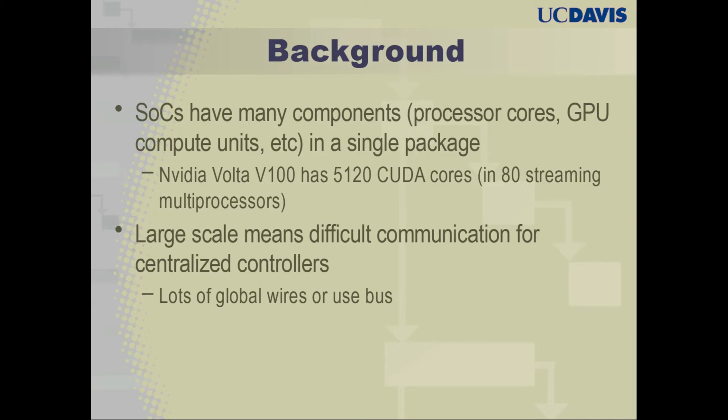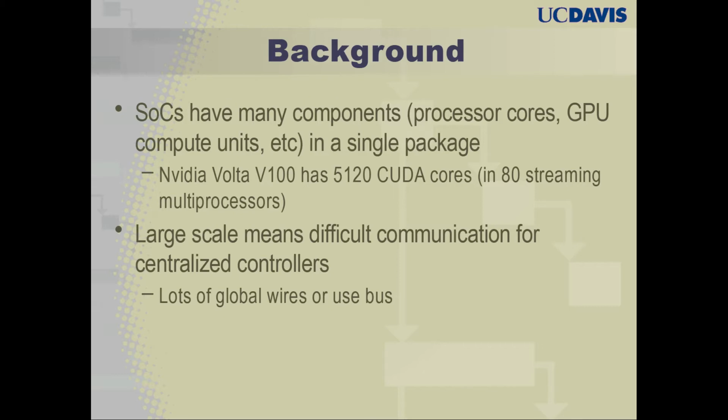When we look at centralized controller-based schemes like RAPL and Turbo Boost, we really need to think about how SoCs, especially with 2.5D integration, have many, many components. They have over 5,000 cores in the V100. This means that if you have one centralized controller, you need to send all the information across those into that one controller. This requires either global wires, which has area overheads, or a bus, which causes congestion. It's just a very difficult problem.